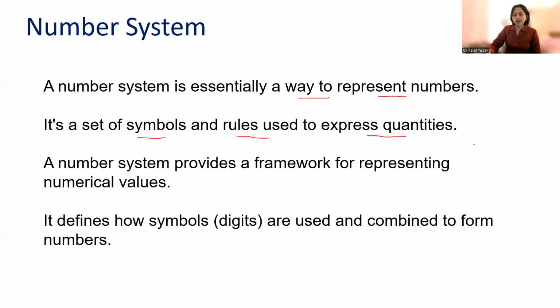Like in our day-to-day life, we use decimal number system. Suppose I want to write 554, right? So this is a number which is following decimal number system, where we are using the symbols like 5, 5, 4, right? So number system provides a framework using which we represent the numeric values, and it defines how symbols or digits are used and combined to form the numbers.